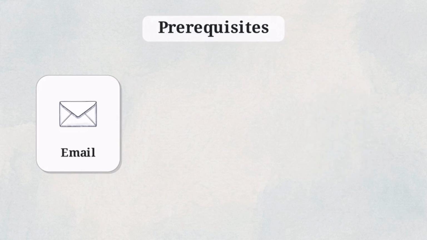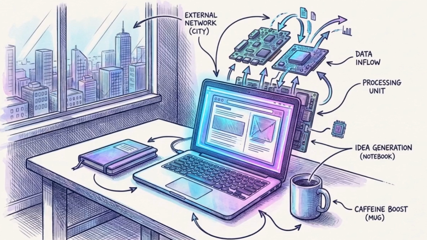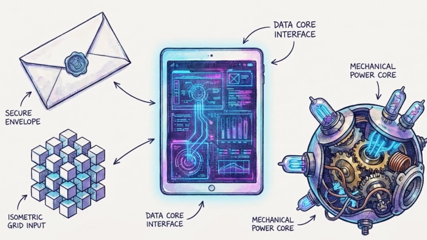a spreadsheet. To get started, you need an active email account, a spreadsheet application, and a free account on an automation platform. Having these tools is the first step toward building systems that operate while you sleep. Now that the tools are ready, we can begin the practical setup.